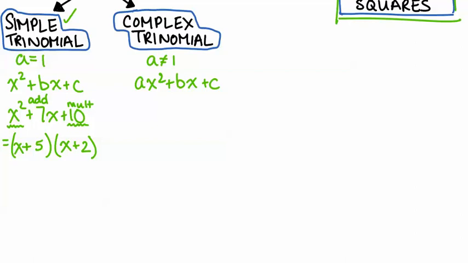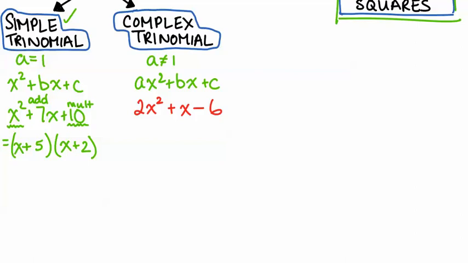Okay, complex trinomials, let's do a quick example of that. They look a bit different. So they're going to have a number in front. So they could be something like 2x squared plus, minus 6, for example. So that's a complex trinomial.